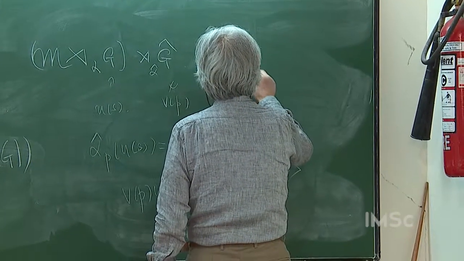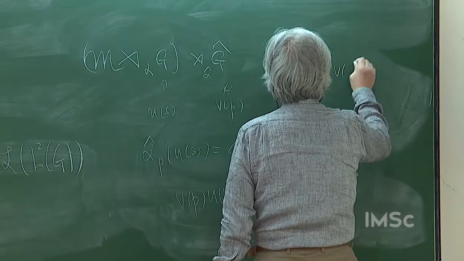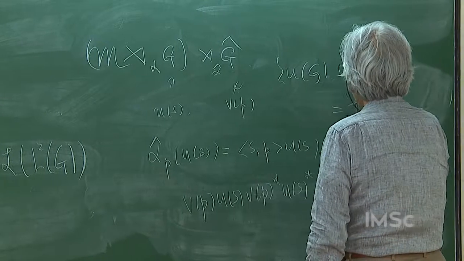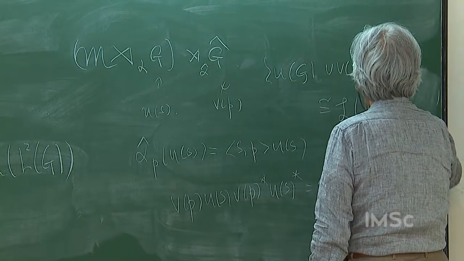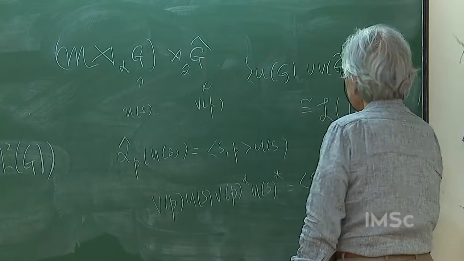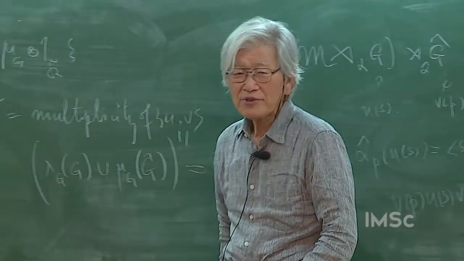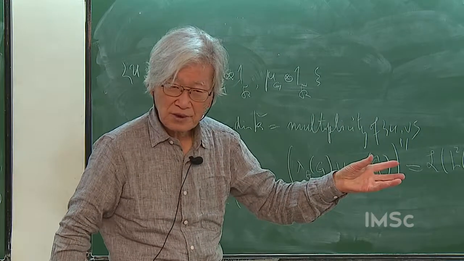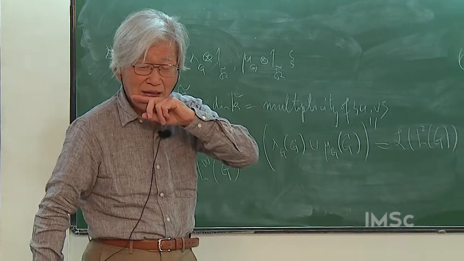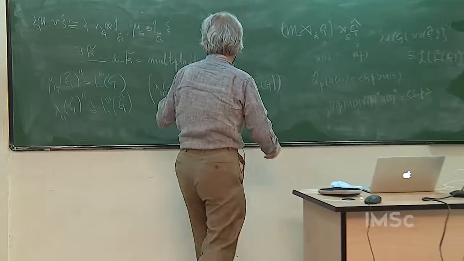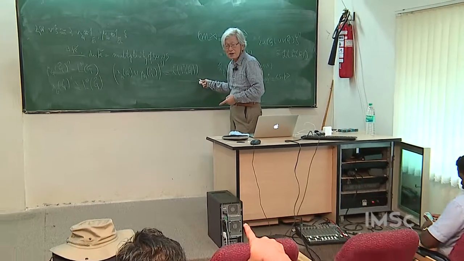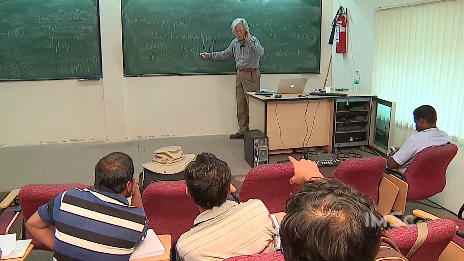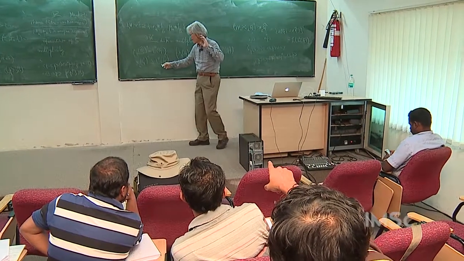U of G union V of G hat is isomorphic to L2 over G. The algebra of all bounded operators on L2 over G. Those are the extra. Right. This thing, lambda G, this statement. This is basically G acting on G by left, and you're doing the crossed product of L infinity G with G action, left action, right?